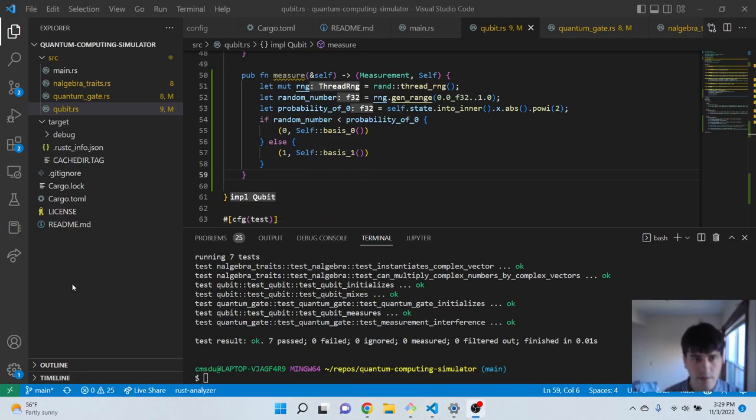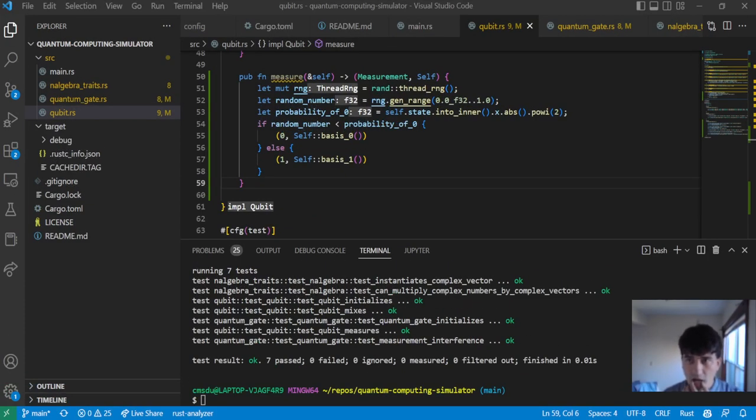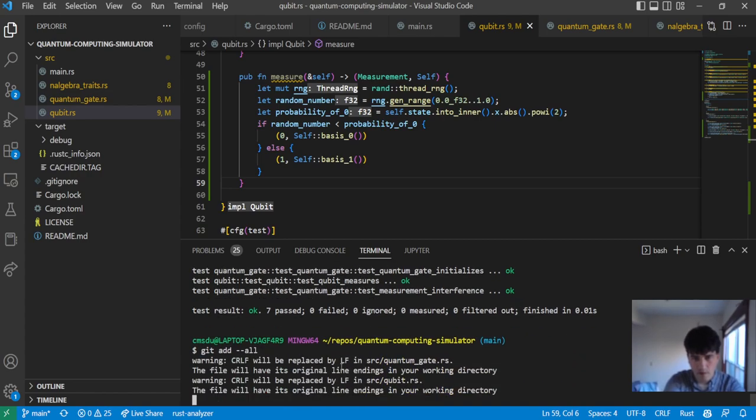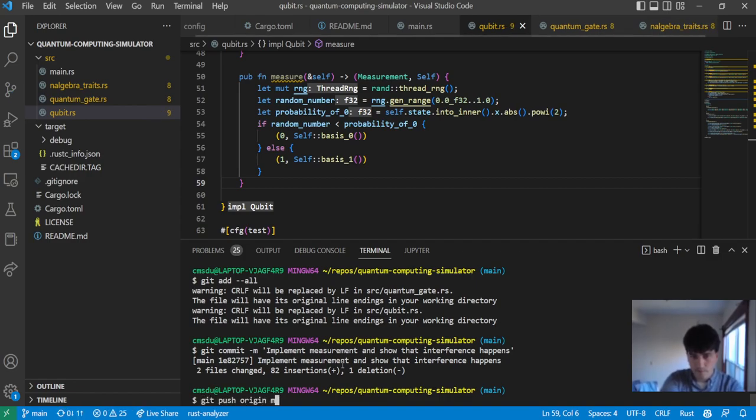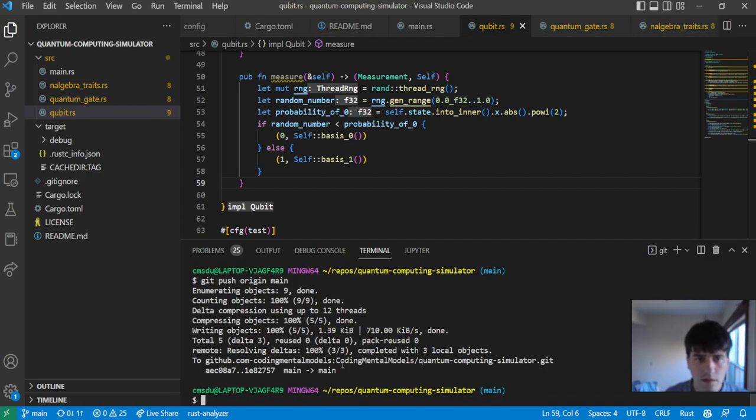Cool. I'm going to wrap up there for now. Got to the goal: implement measurement and show that interference happens. And I'm pretty pleased that in a little over 2 hours we got there. We're going to start working towards Shor's algorithm next time, which is going to take some number theory at the beginning. So that should be interesting. That should be kind of cool.